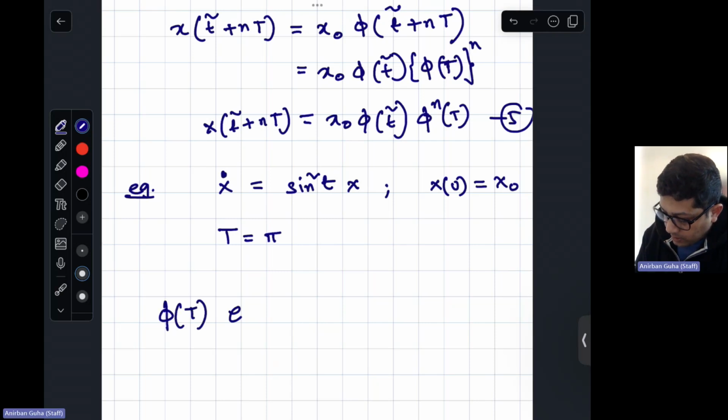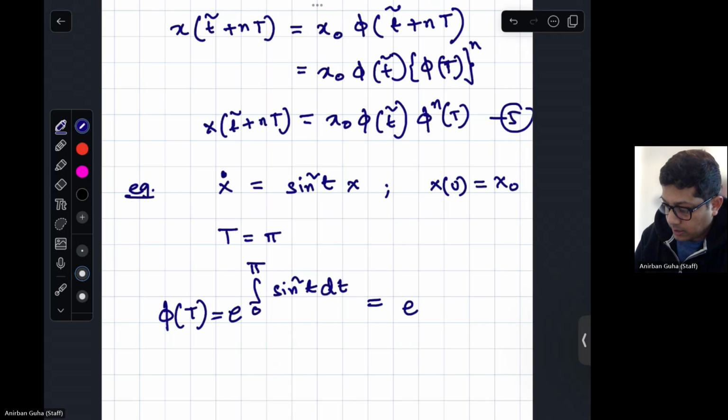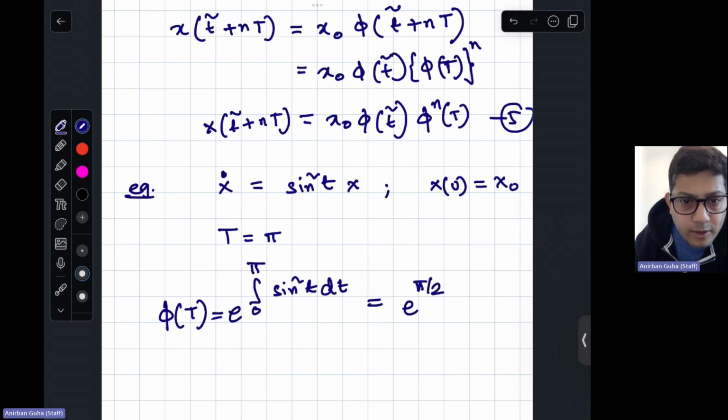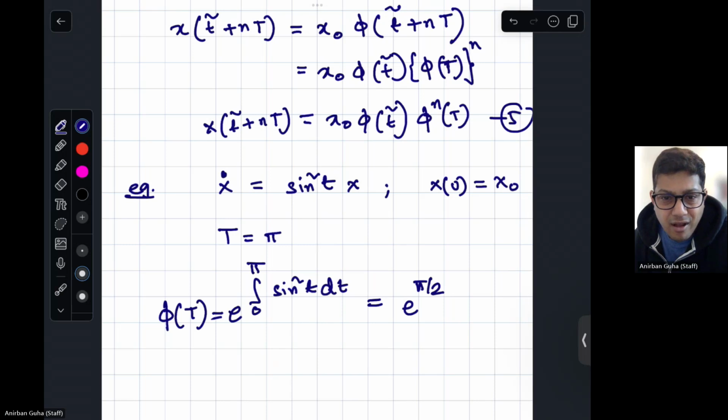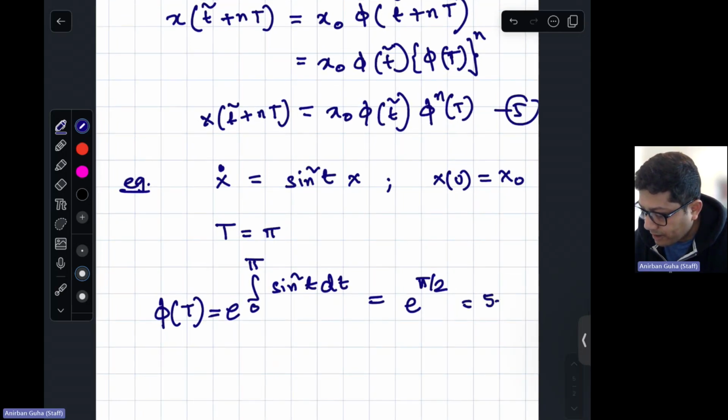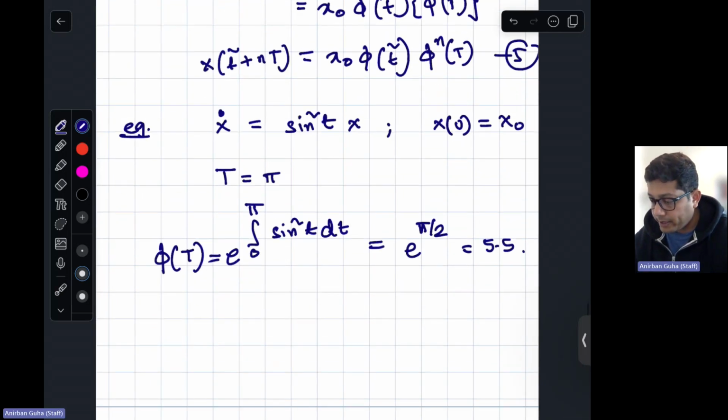So phi of capital T is e to the power integral from 0 to pi of sine square t dt. The integral is pi by 2, so that comes out to 5.5, but that's not that important.